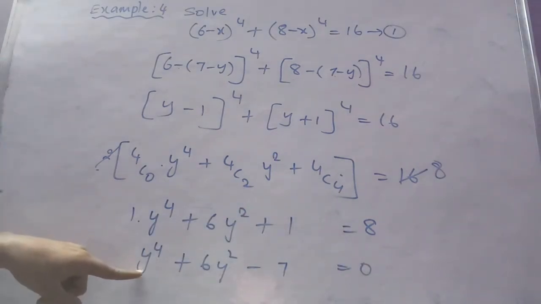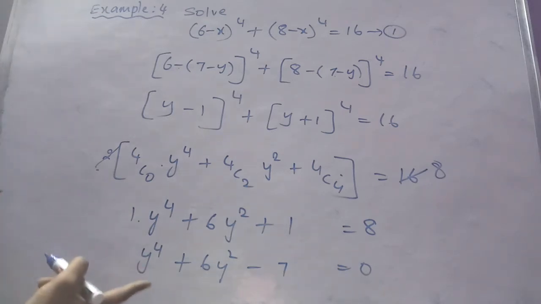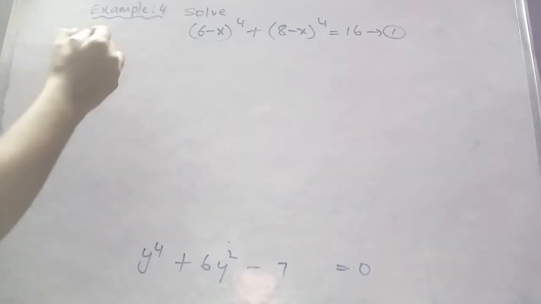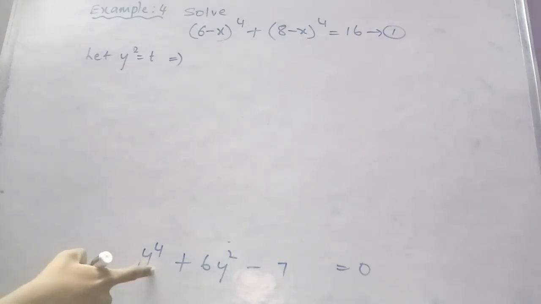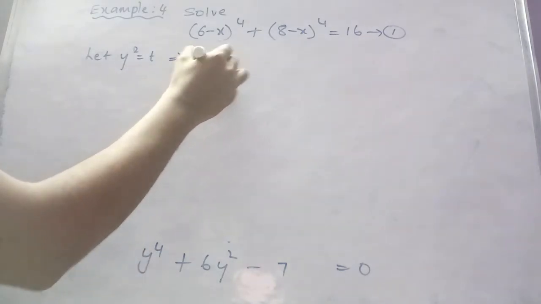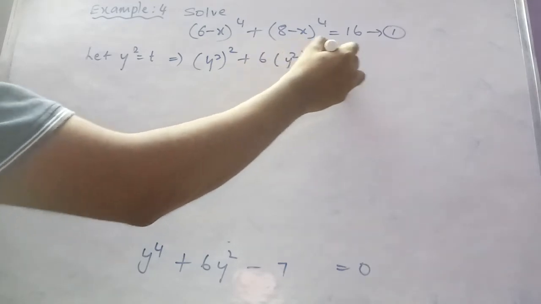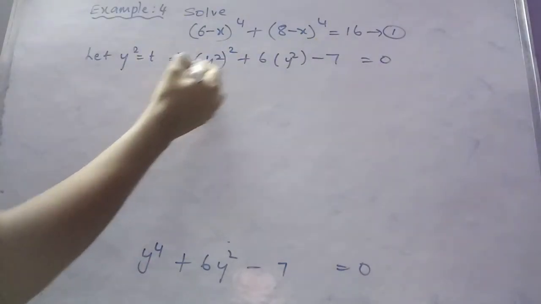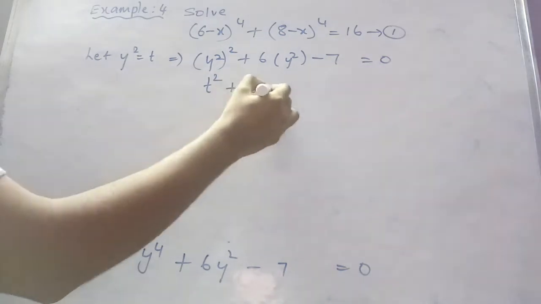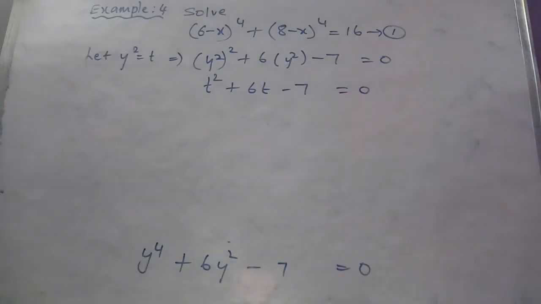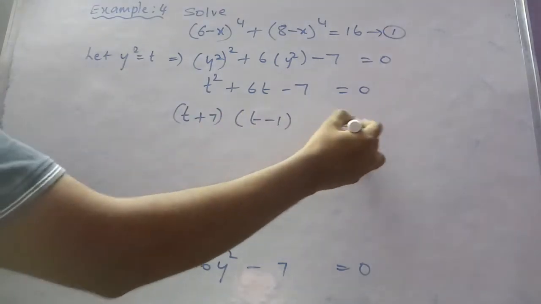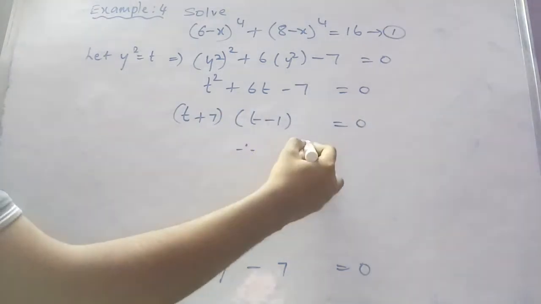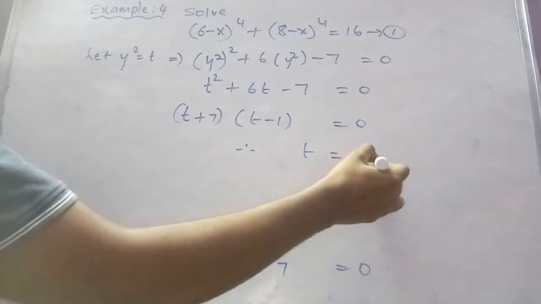Again let us take y² = t. Then the equation becomes (y²)² + 6y² − 7 = 0, that means t² + 6t − 7 = 0. You know how to factorize this. Factorizing, you will get (t + 7)(t − 1) = 0. So the values of t are −7 and 1.